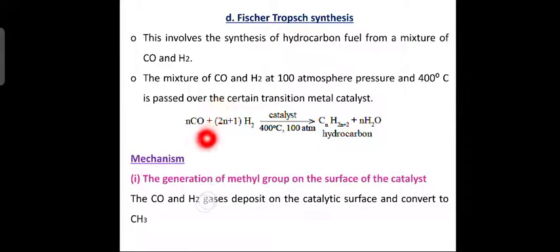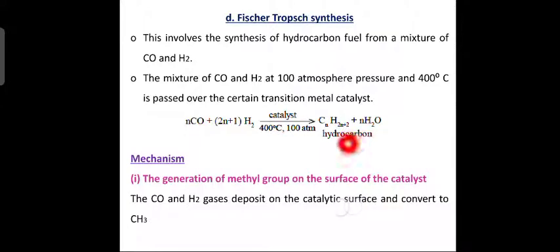Now what is the equation? The equation is here: n CO, carbon monoxide, combines with (2n+1) molecules of hydrogen in the presence of catalyst, temperature 400 degrees Celsius and pressure 100 atmospheres, to give what? Hydrocarbon CnH2n+2. This is nothing but hydrocarbon, that is alkane. What is the general formula of alkane? CnH2n+2, correct? And then n molecules of H2O you will get.